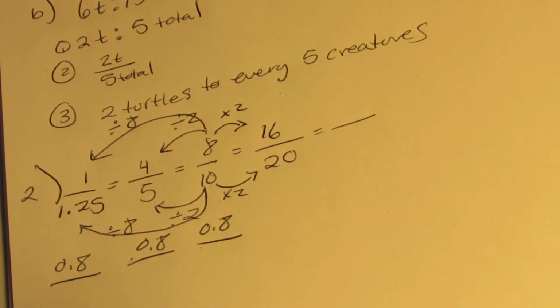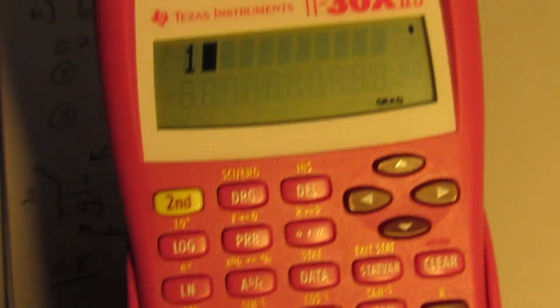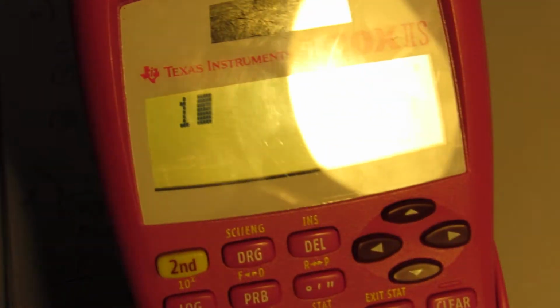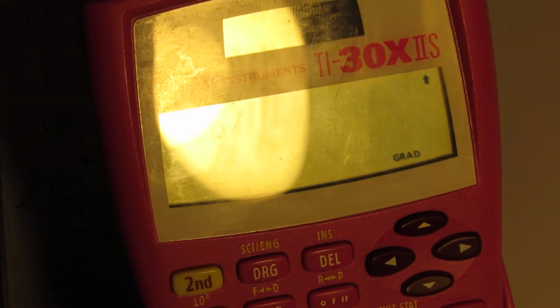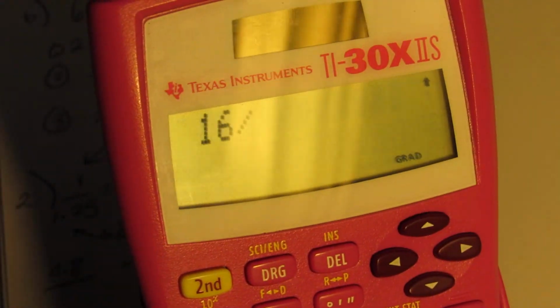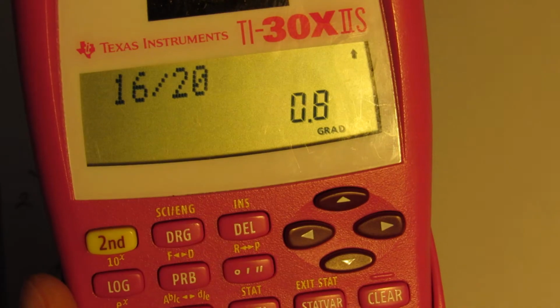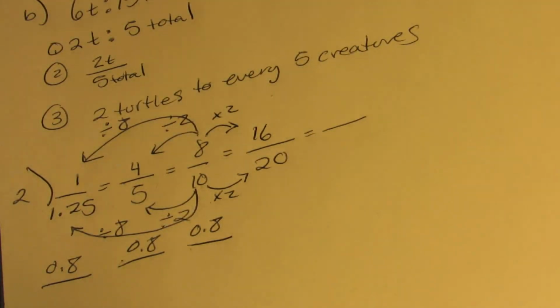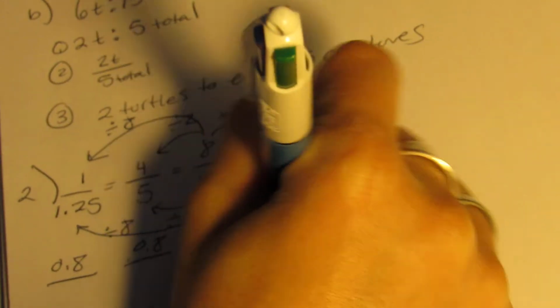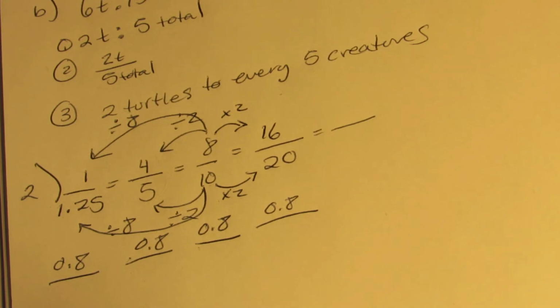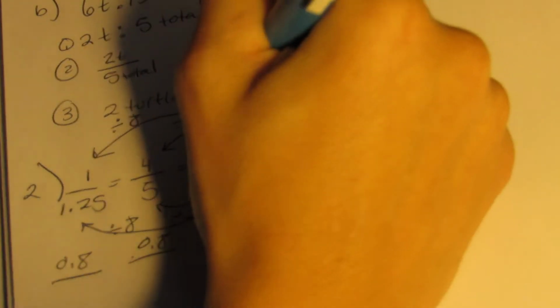Alright, if you don't know if you're correct, let's go ahead and check it. 16 divided by, I think it was 20, gives you 0.8, so we were correct. That is equivalent, meaning equal. Alright, again, you can use 16 over 20 to find another equivalent ratio, or you can keep using 8/10. I'm going to keep using 8/10.